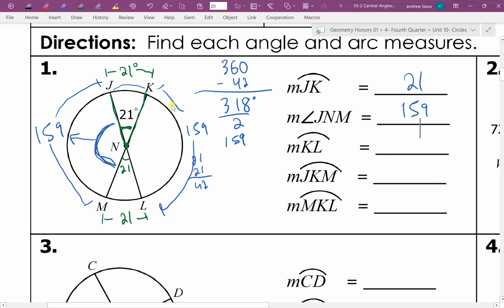Now KL is spanning this way, over here. So that's 159 degrees. Okay, so let's fill that in.